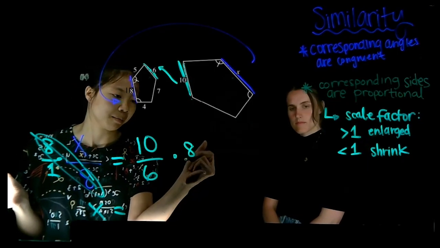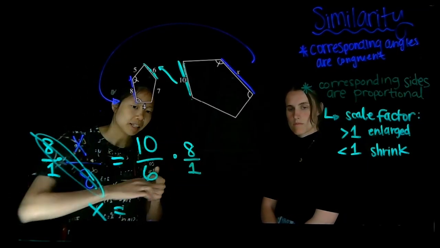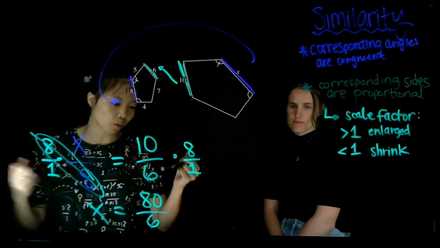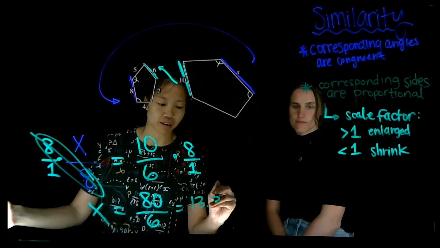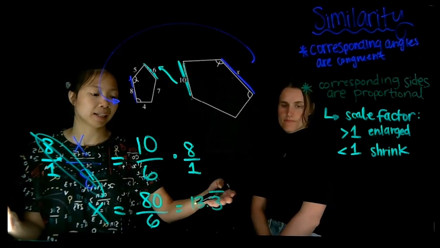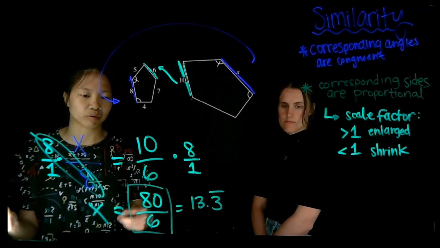Remember, 8 is the same as 8 divided by 1. 10 times 8 is 80, and 6 times 1 is 6. We can leave it as 80 over 6, or we could simplify it down to 13.3 repeating. In Desmos, you are not able to input 0.3 repeating, so you would want to write the fraction form in order for it to be most accurate.